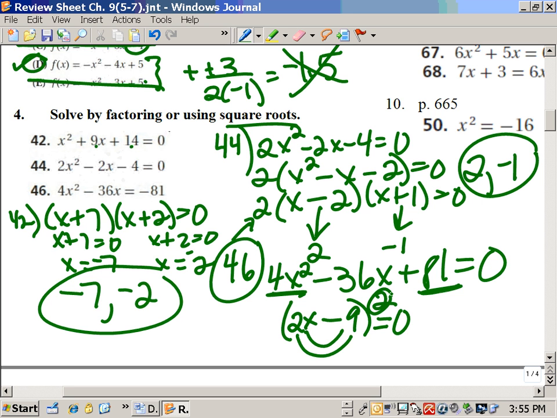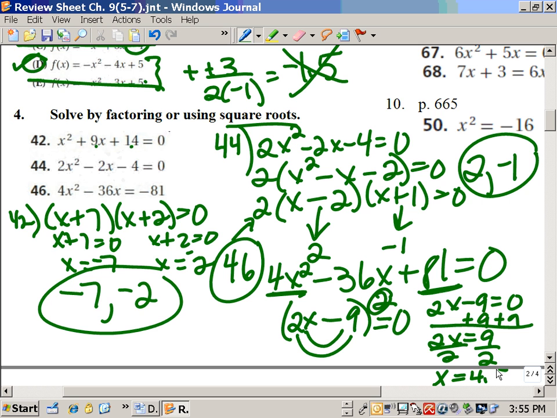Now I've got two of the same answers, so all I have to do is solve for one of them. 2x minus 9 equals 0. I need to add 9 to each side. 2x equals 9. Divide by 2, and I get x equals 4.5. So the solution for number 46 is 4.5.